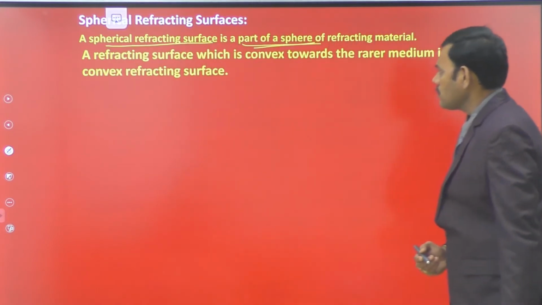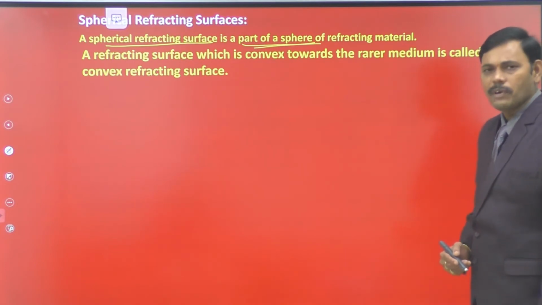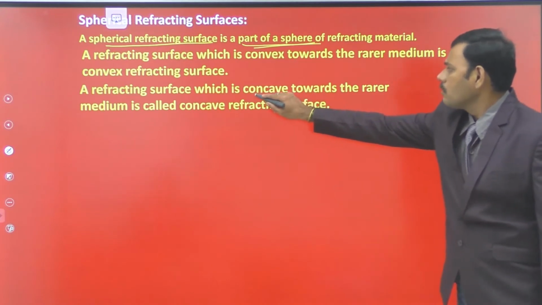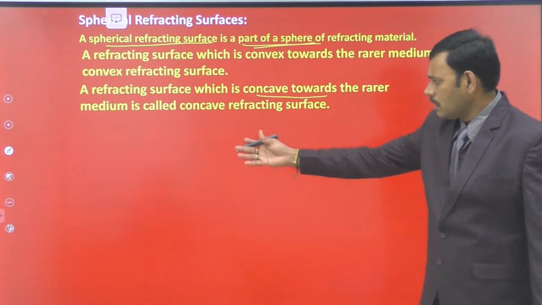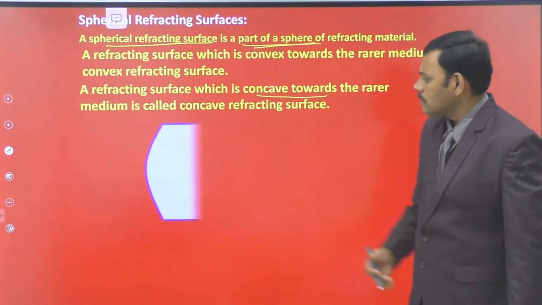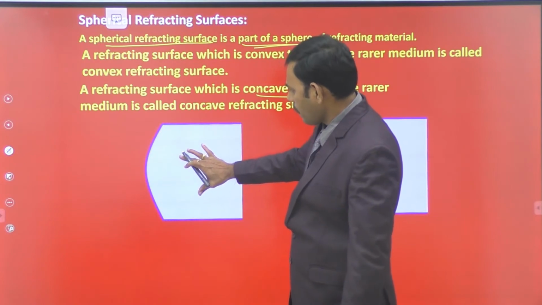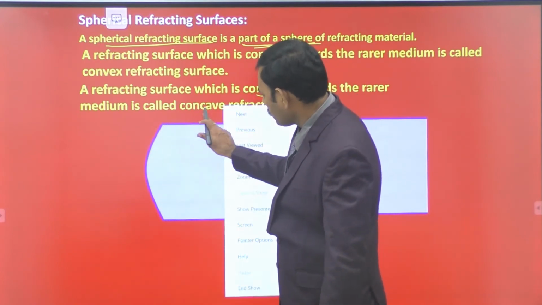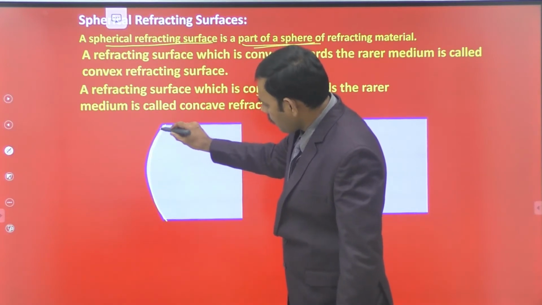A refracting surface which is convex towards the rarer medium is called a convex refracting surface, and a refracting surface which is concave towards the rarer medium is called a concave refracting surface. Let us observe these two in this diagram. Here we are observing a refracting surface. This refracting surface is a part of a sphere.